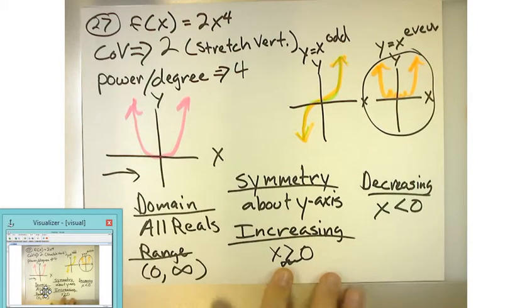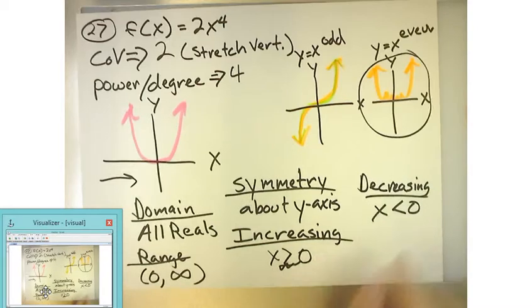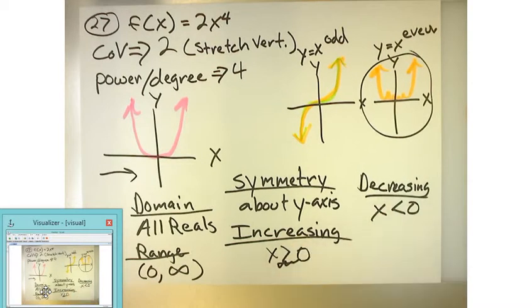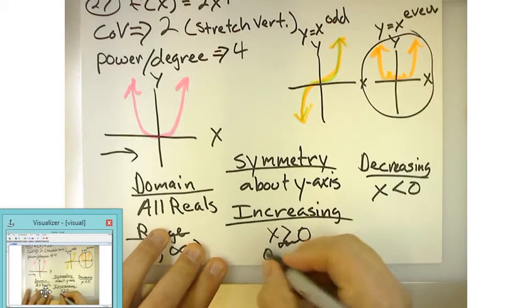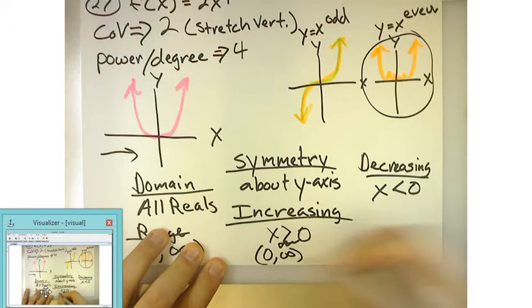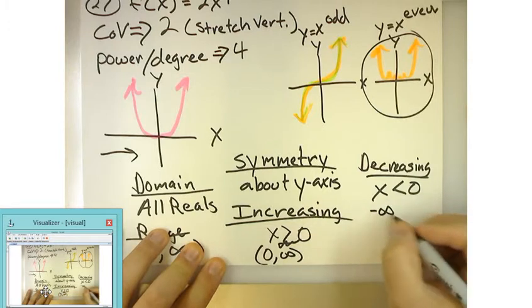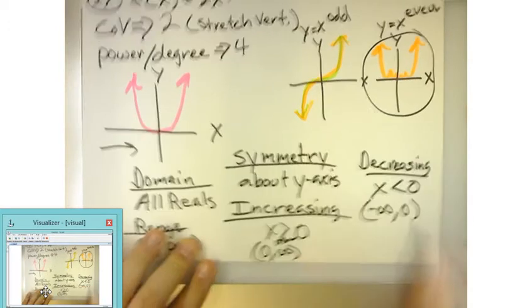Well, that occurs when x is greater than 0 for the increasing part and x is less than 0 for the decreasing part. What else? You could write it this way too. You could say 0 to infinity and negative infinity to 0 is another way to say that.